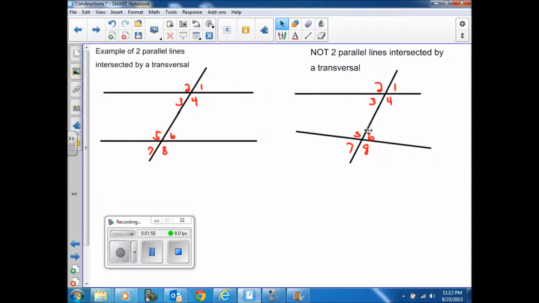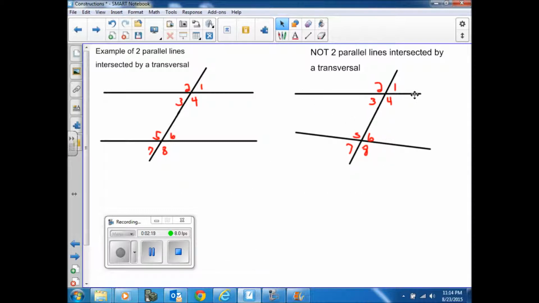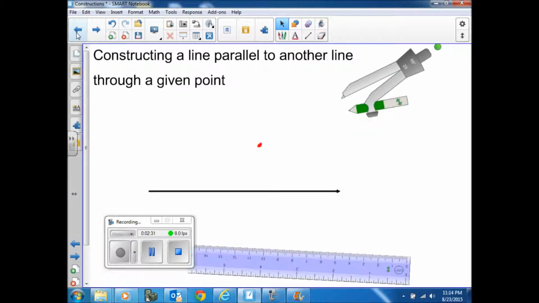Now if you look over here, these two lines are obviously not parallel. And if I were to take this and raise this up, as you can imagine, these angles are not equal to one another. So 6 is not corresponding to 1, and 8 is not corresponding to 4, because those lines are not parallel. So we have two examples, two lines, both cut by a transversal. The difference is this one had two parallel lines, which made the angles equal. This one did not. So let's go back here. How are we going to create this?